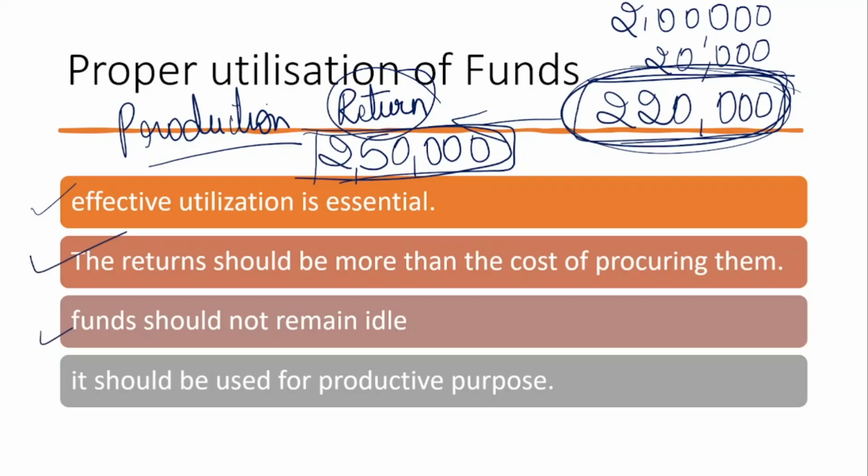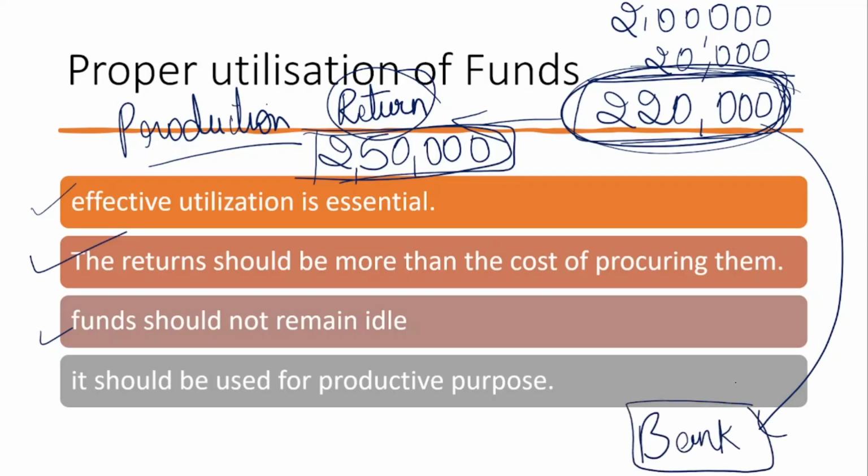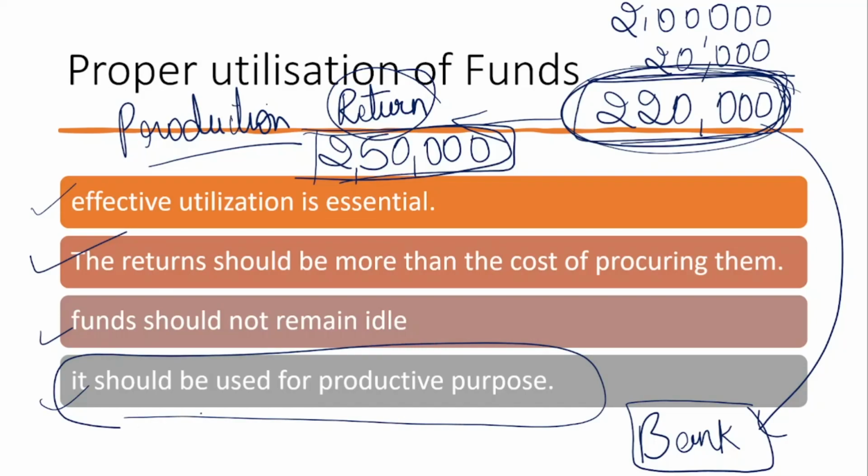The third one is that the fund should not remain idle. Suppose I have raised 2 lakh 20,000. If I simply keep this 2 lakh 20,000 in a bank account and sit, then there is no use of raising the finance. So whatever money you have raised should not be kept idle. Either you should use that money in operative activities or you should plan on investing it somewhere. Next, it should be used for productive purposes, not for your personal purposes. The finance should be used for a productive and efficient purpose.